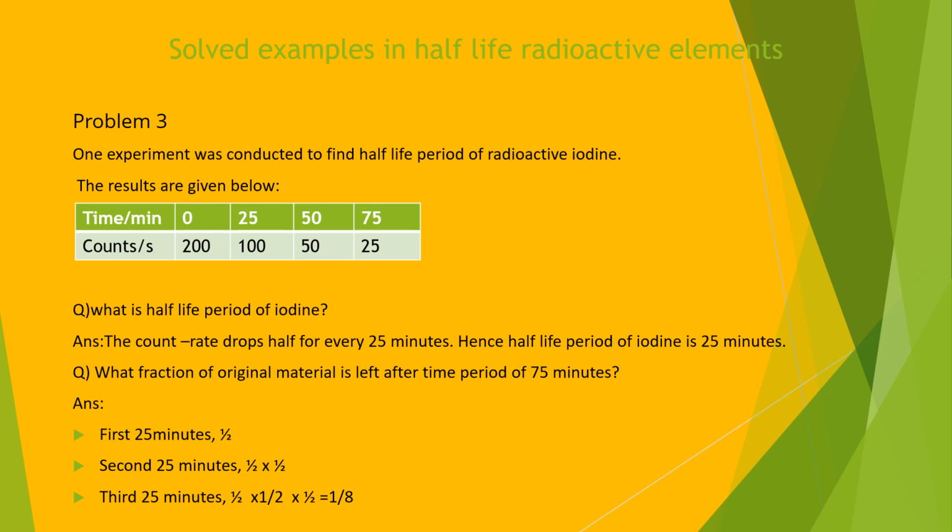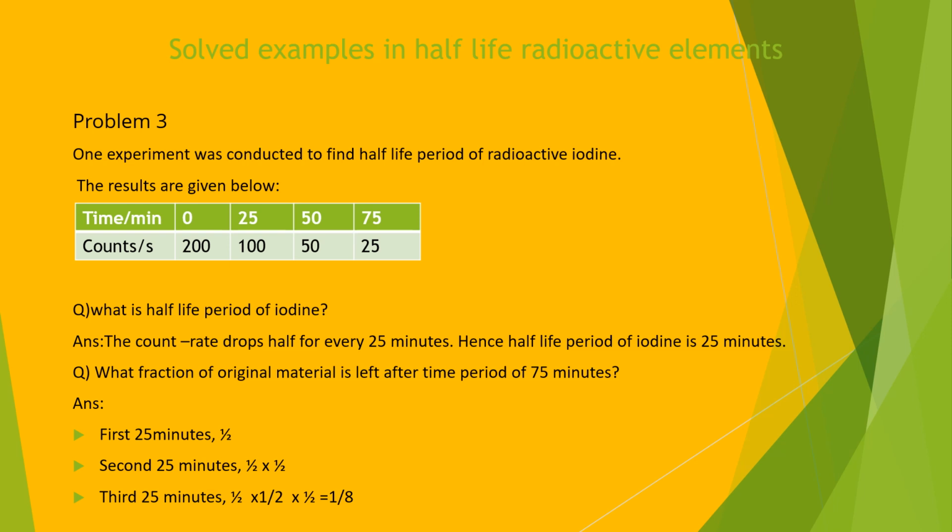The half-life period is calculated based on the time in which the counts are halved. So here, after 25 minutes, 200 becomes 100. After another 25 minutes, 100 becomes 50. After another 25 minutes, 50 becomes 25. So one half-life period is 25 minutes.